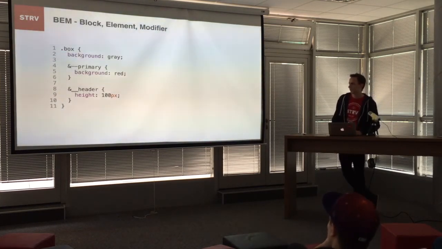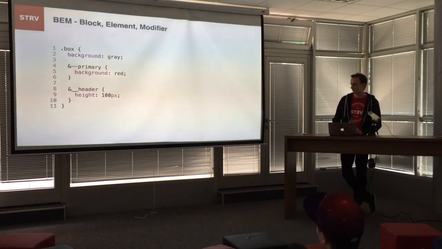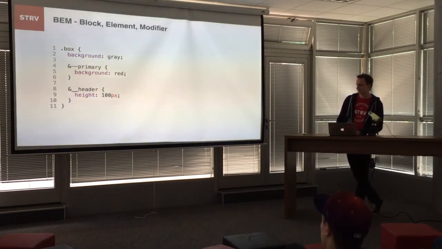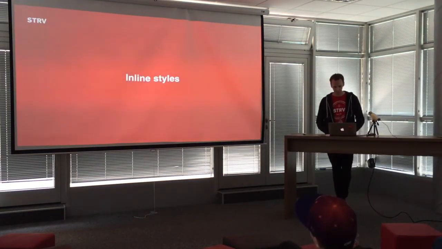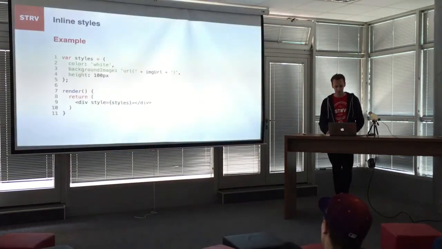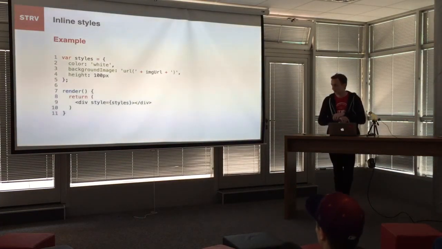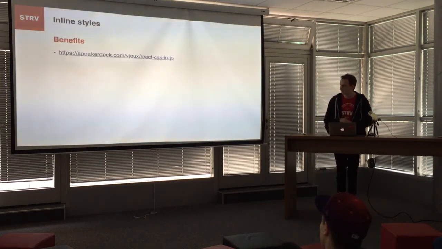And if you're using preprocessors, it's quite easy to write BEM using the ampersand operator. You can chain your class names together, and basically this will compile to box--primary and box__header as class styles. So in React, it's maybe useful to use inline styles. It's a great way to deal with many pitfalls of CSS. For a simple example, in React you can define your styles as an object and basically assign it to the style attribute for your component or for your render method.